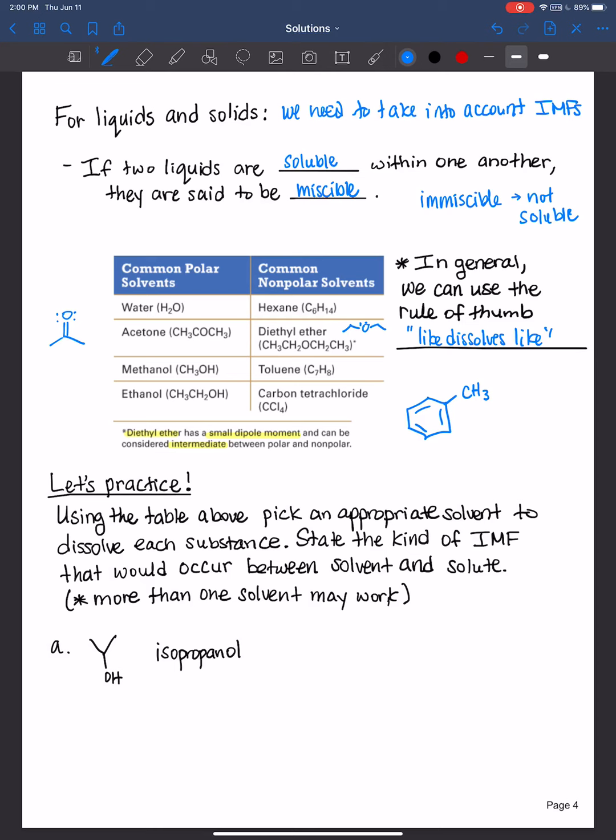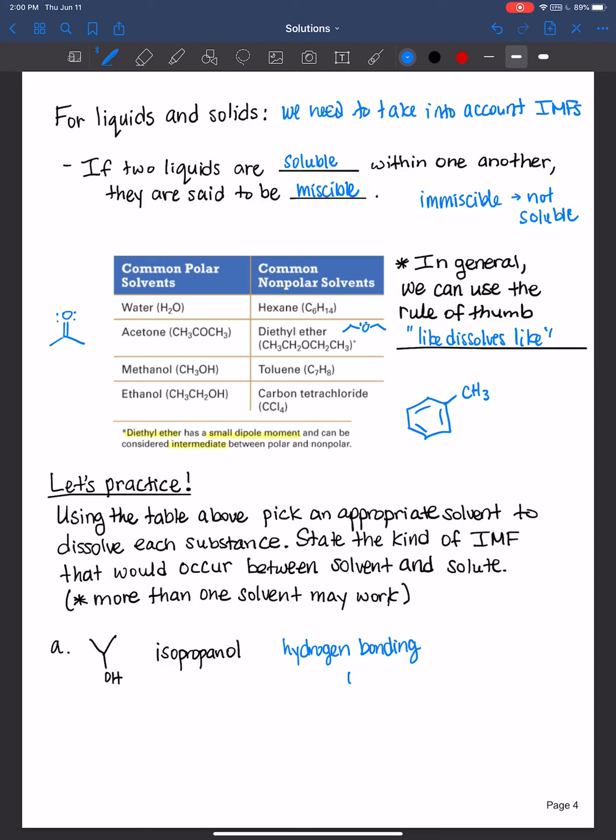So isopropanol, what is its main intermolecular force, or its dominant intermolecular force? Yes, hydrogen bonding, good. So definitely hydrogen bonding. Yes, it does experience dipole-dipole and dispersion, but the strongest is hydrogen bonding. And so what solvent did you choose?